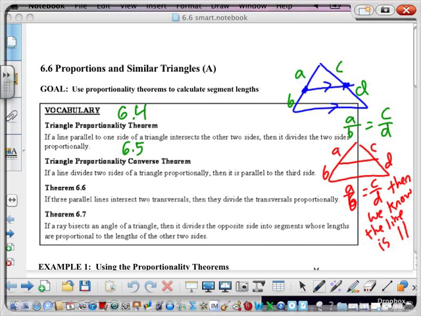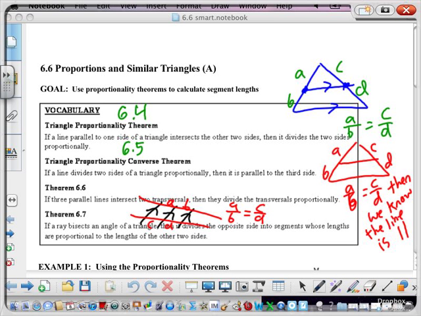Okay, 6.6. If 3 parallel lines intersect 2 transversals, then they divide the transversals proportionally. So if 3 lines are parallel to each other, remember we show parallel with the arrows, and there are 2 transversal lines, those transversal lines cut it up proportionally. So if this is A and B, and again this is C and D, A over B equals C over D.